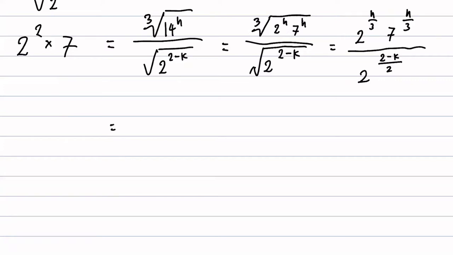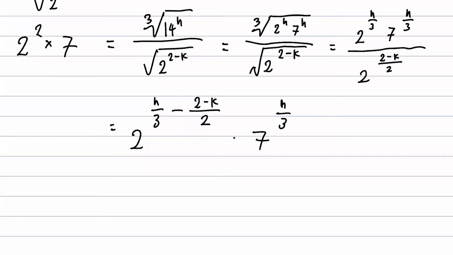So now we can see that there's 2 power something over 2 power something. You're dividing the same base with different powers, so you have to subtract the powers. But be careful, you have to minus the one at the bottom. So 2 power h over 3 minus 2 minus k over 2, multiplied by our 7 power h over 3. Is this okay so far?